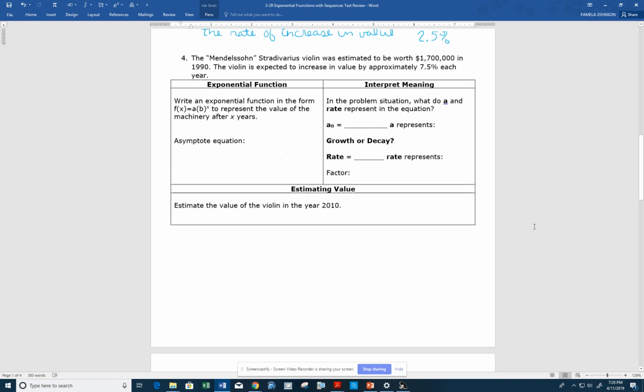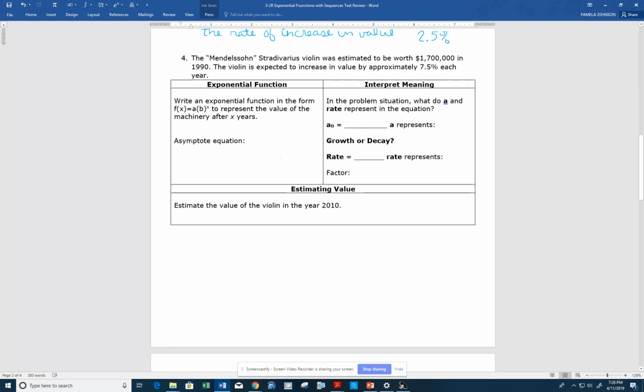Okay? The Mendelssohn Stradivarius violin was estimated to be worth $1,700,000 in 1990. And the violin is expected to increase in value by approximately 7.5% each year. So we're going to write an exponential function in the form of f of x equals a times b to the x power to represent the value of the machinery after x years. And it's asking for our asymptote equation.